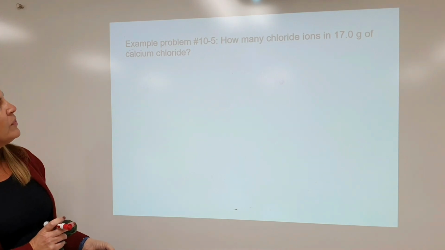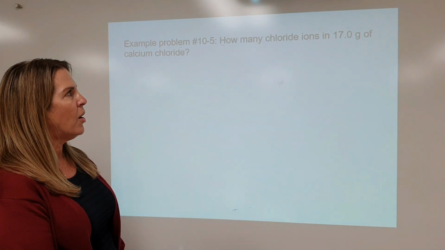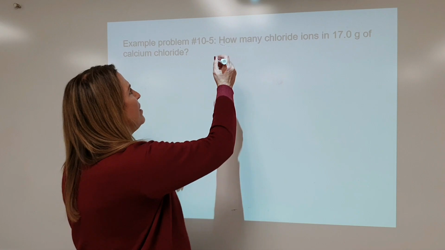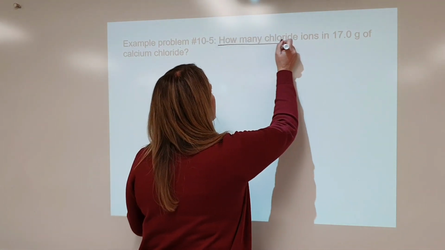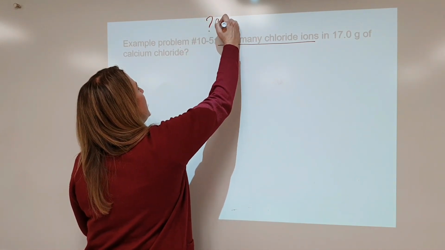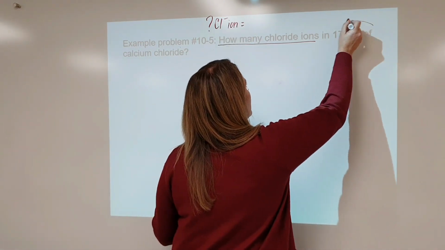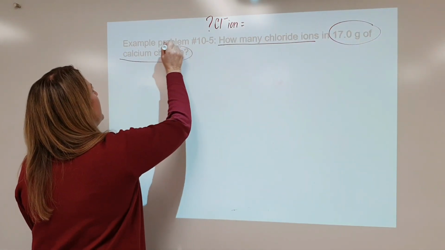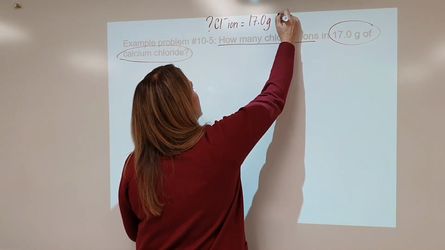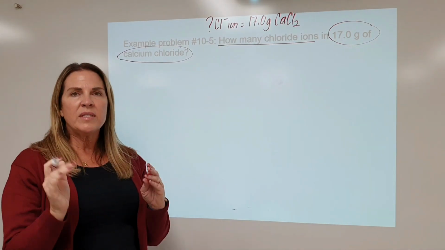Okay, 10-5. How many chloride ions are in 17.0 grams of calcium chloride? So the same idea, think about what it is we're looking for. Chloride ions. I'm going to write it up here. How many chloride ions are equal to, and again, we're going to circle what's been given, 17 grams of calcium chloride. Now, this is very interesting.